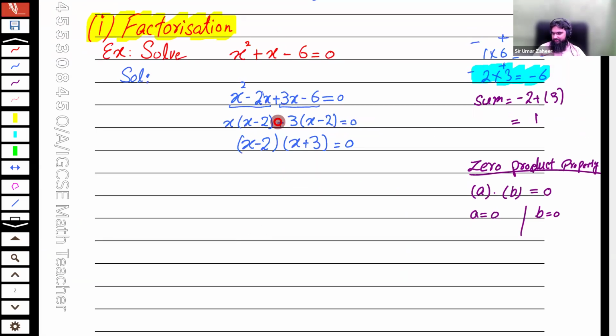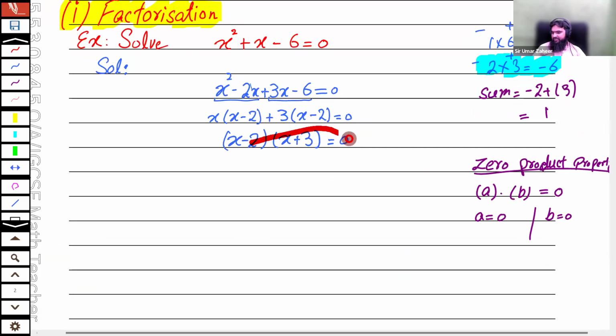We have the two terms x minus 2 and x plus 3. Their product is equal to 0, so we can assume that maybe the first term will be 0, x minus 2 is equal to 0, or the x plus 3 is equal to 0.